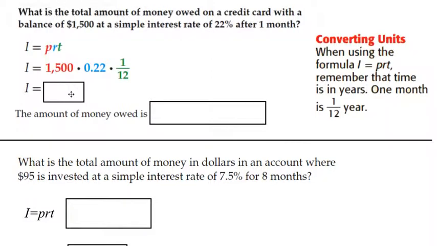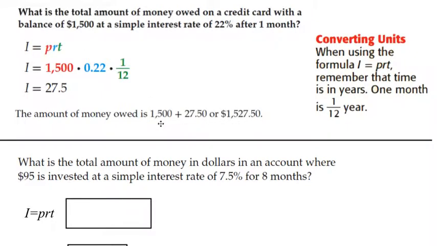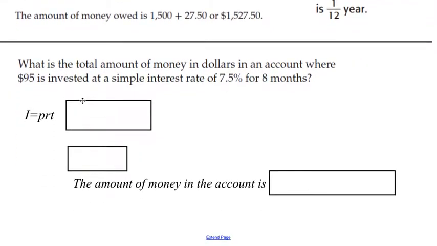So multiplying those together, 1,500 times 0.22, and then dividing that by 12, because it's times a 12th, gives us 27.5. So the amount of money owed would be 1,500, the original amount, plus an additional 27.50 in interest, for a total of $1,527.50. So after only 1 month, it's an additional $27.50 every month.